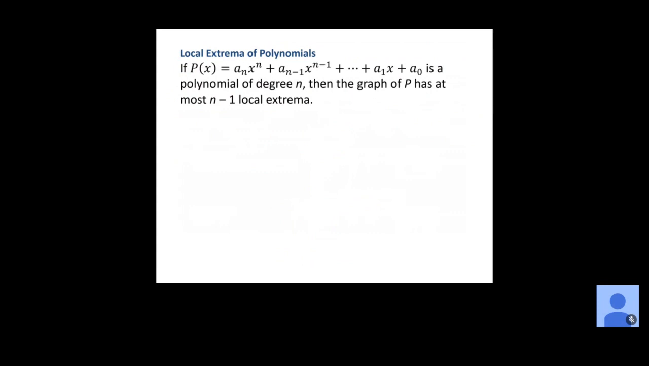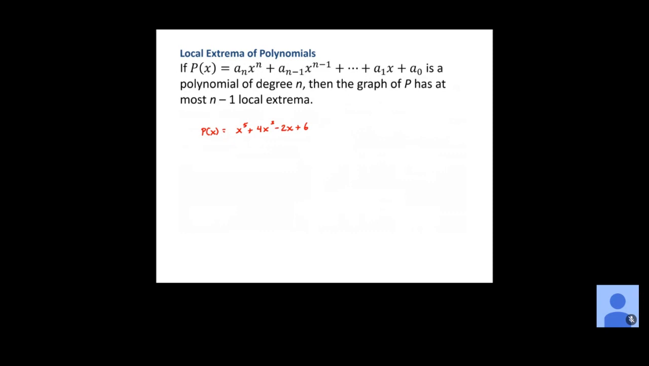All right, now local extrema of polynomials, right? So when we say extrema, that just means maximums and minimums. So if we have a polynomial function of degree n, the graph of p has at most n minus 1 local extrema.